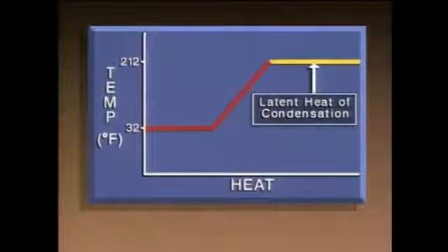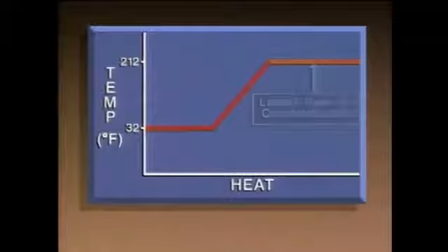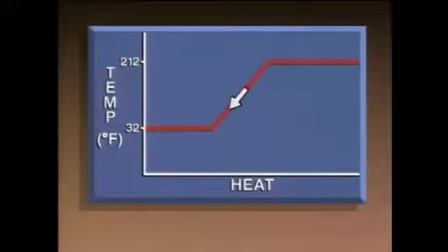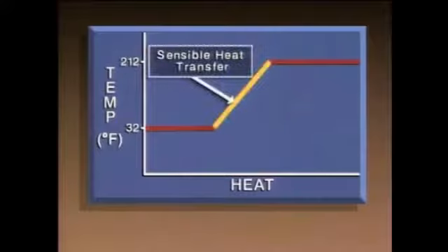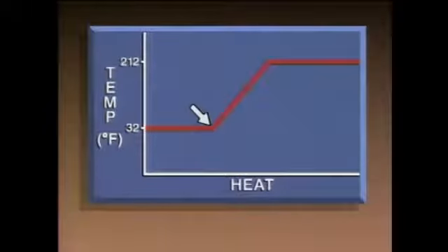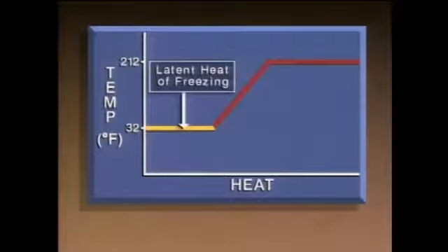The latent heat of condensation is the amount of heat that has to be removed from a substance to condense it without producing a change in temperature or pressure. Then, when heat is removed from water, there's a sensible heat transfer, and the water temperature drops until it reaches 32 degrees. At that point, any heat removed is latent heat, so the temperature remains at 32 degrees. This line then represents the latent heat of freezing.